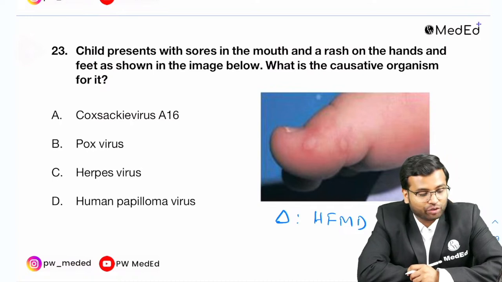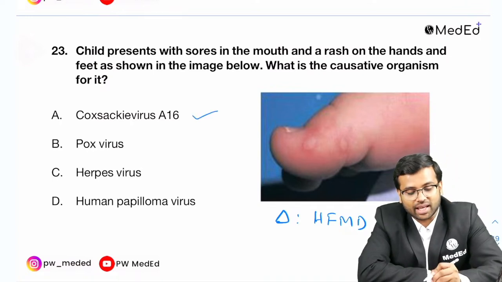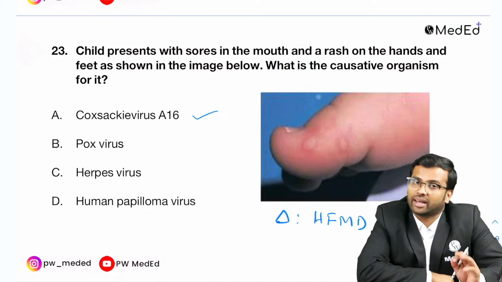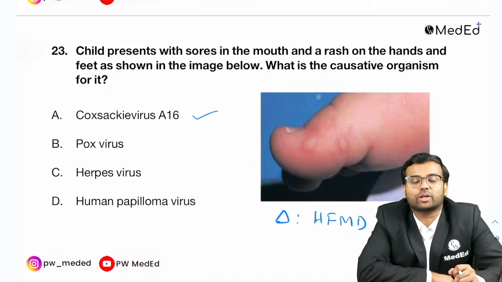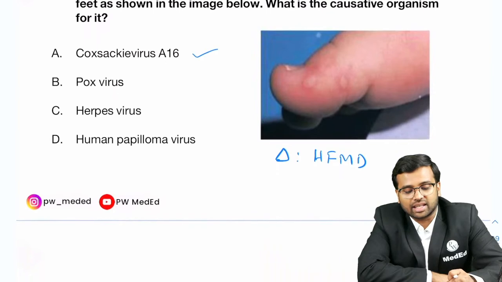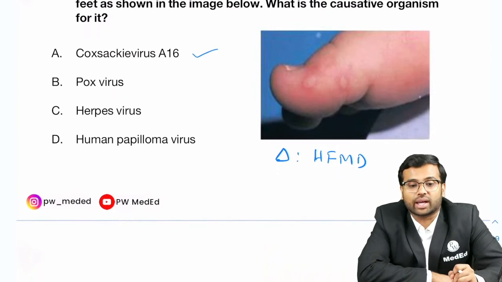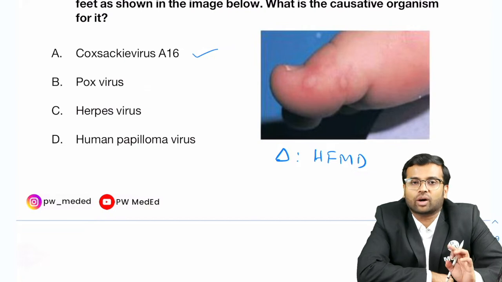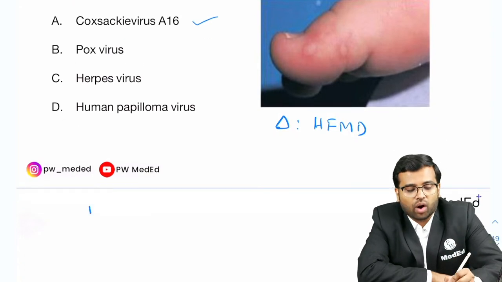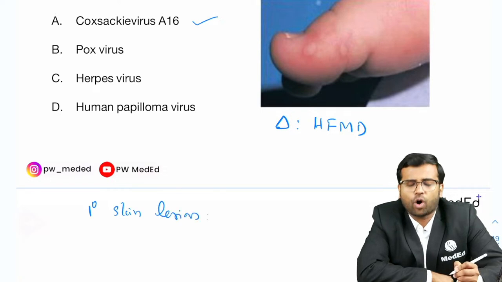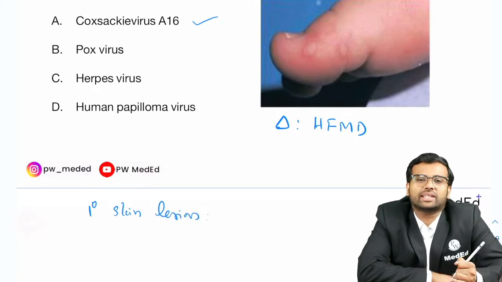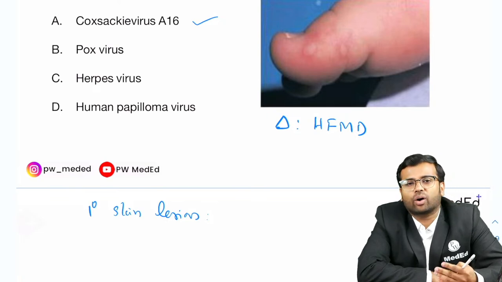So all of you are saying it, the answer as Coxsackie virus A16. Excellent. The correct answer is going to be Coxsackie virus A16, which is the commonest causative organism when it comes to hand, foot, mouth disease. Now in hand, foot, mouth disease, what is the primary skin lesion? Options are: is it a macule, is it a papule, is it a vesicle, or is it a plaque?